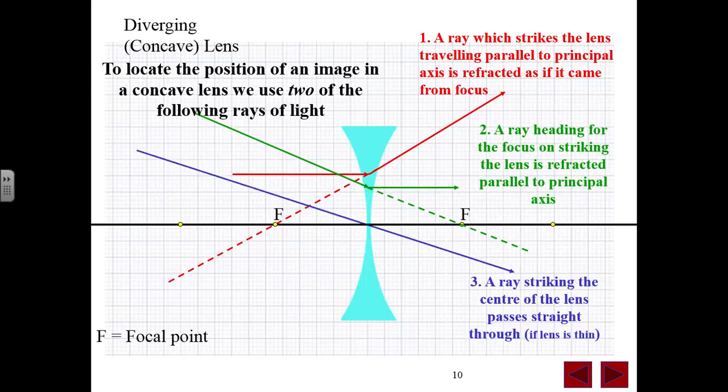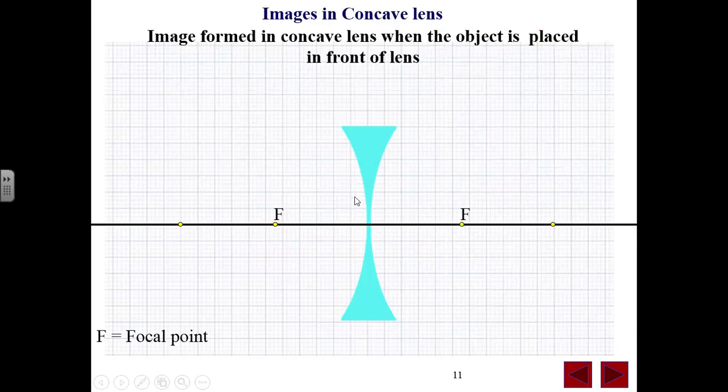And the light ray straight through the center is still the same. So the only difference is your parallel light ray gets refracted in a way that it would go through this focal point on its side. Your ray, instead of drawing it through the focal point on the side of the lens the object is, you're going to aim it to the opposite focal point, and it gets refracted parallel. And again, you could trace these rays back to figure out where they meet.